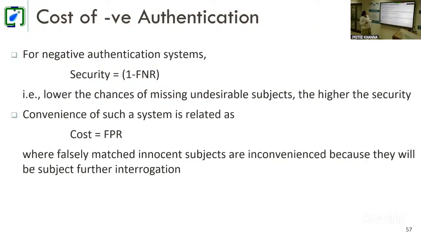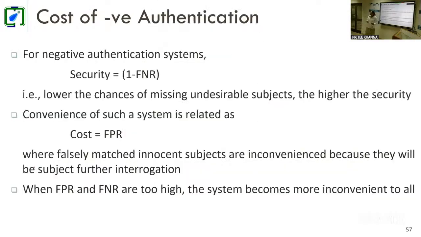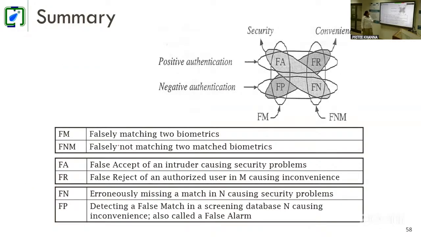Sometimes you have negative systems also, negative authentication. Till now, generally we talk about positive authentication, but here we will talk about negative authentication, with false non-match and reject. The cost is your false positive recognition, because you are looking for negatives, and someone who is not there, you say yes, you are positive. So that is the cost. This is just a summary of positive authentication, negative authentication, false accept, false negative, false reject, false positive. Everything is summarized here.